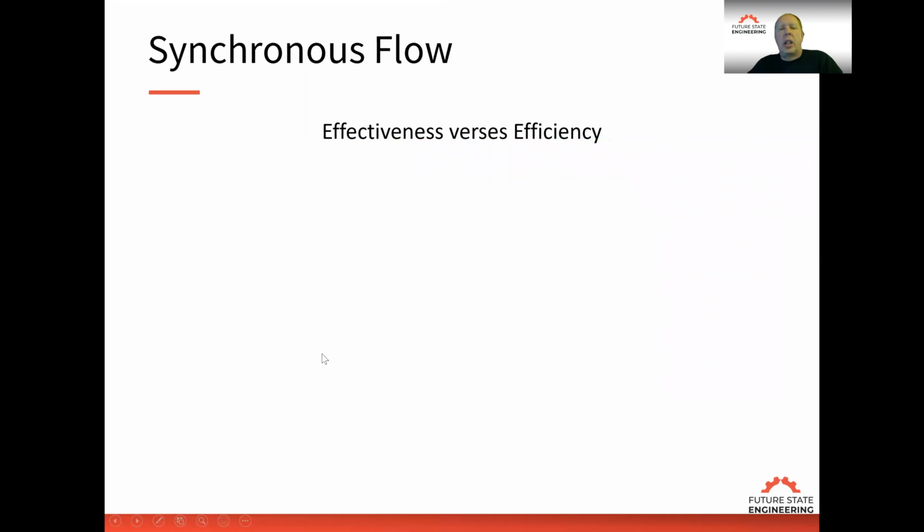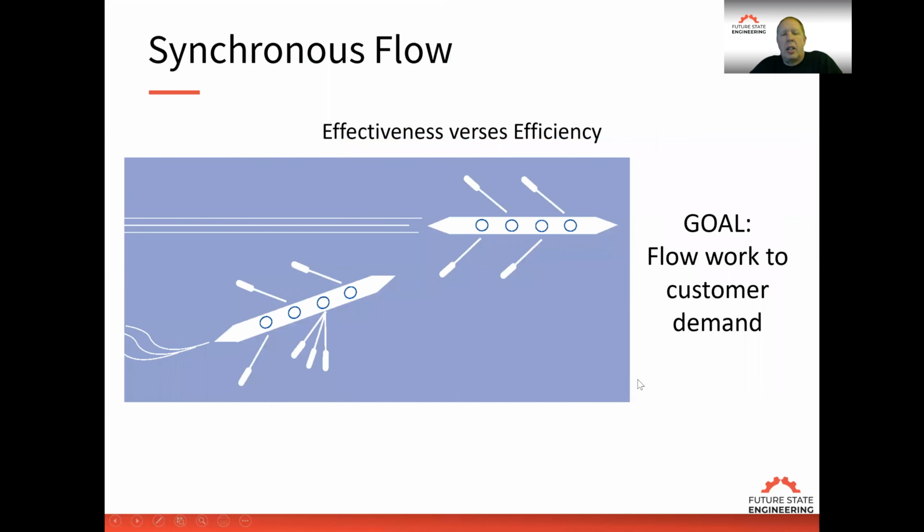Synchronous flow, when we look at any system, we can measure the system's effectiveness. And what's the difference between effectiveness and efficiency? Our goal is to flow work to customer demand. So if we use our rowing team example, we have this top team that everyone's working together and rowing together, and they're effective because they're getting to the finish line first. In the second crew, we have one rower that's super efficient. He's rowing 3 times faster than the rest of the crew. So in this case, this boat is not in sync. Having one person more efficient doesn't help improve the system efficiency. It actually hurts the system efficiency.